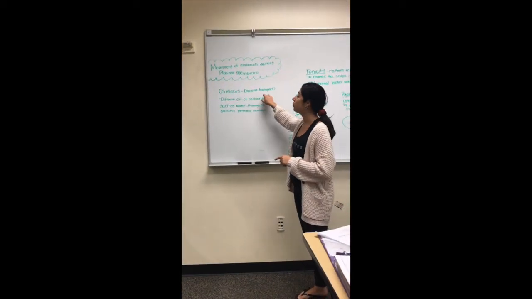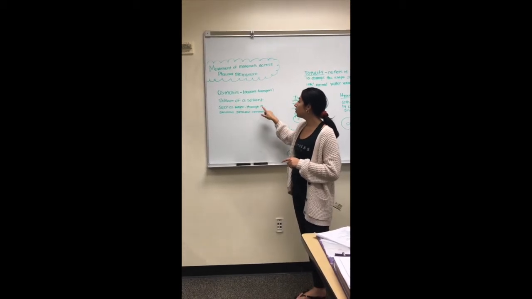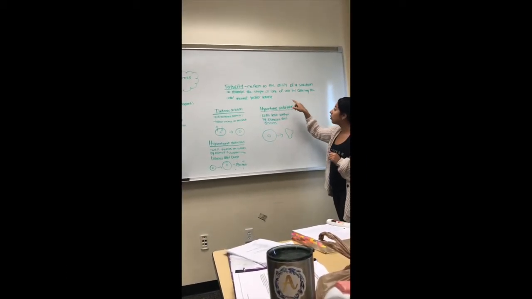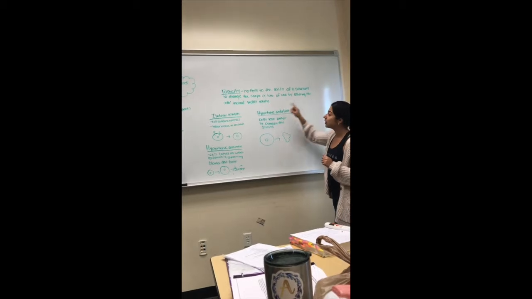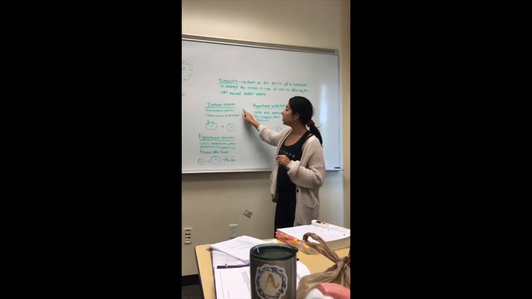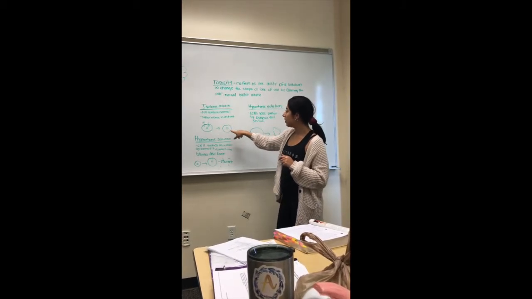Osmosis is a passive transport that involves diffusion of a solvent, such as water, through a selectively permeable membrane. Tonicity refers to the ability of a solution to change the shape or tone of the cell by altering the cell's internal water volume. So you have an isotonic solution, where the cell remains normal and water moves in and out. You can see that here in the diagram.